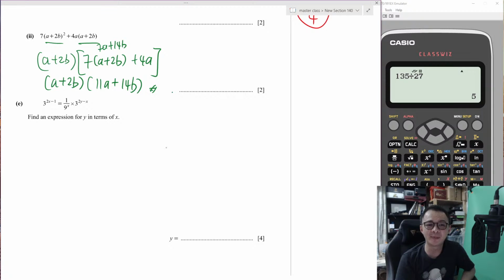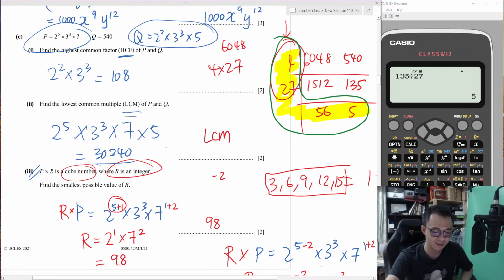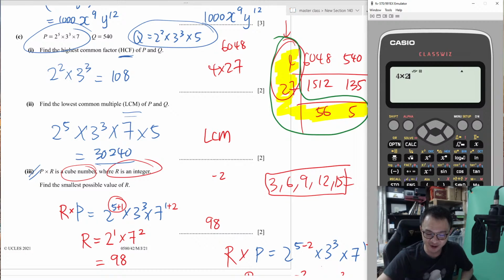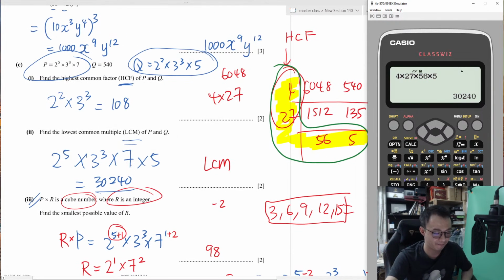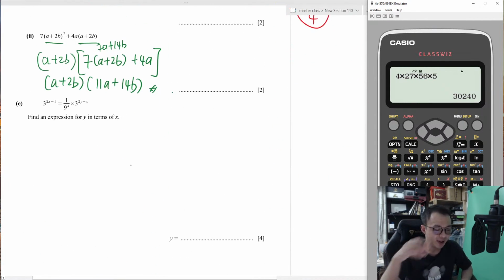Why did the number become bigger? Number become bigger? Really? 4 times 27 times 56 times 5. No, it has not become bigger. It's 30240. It's the same answer here. Okay, so E.